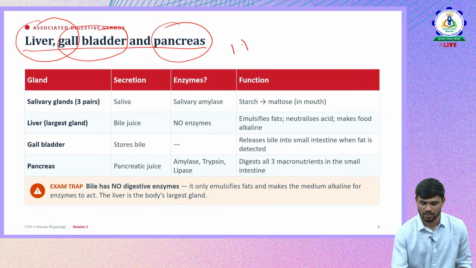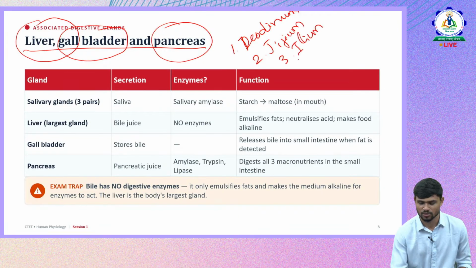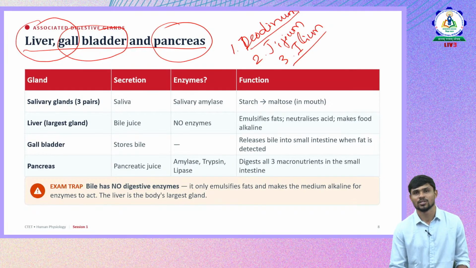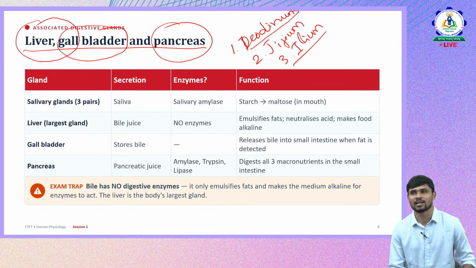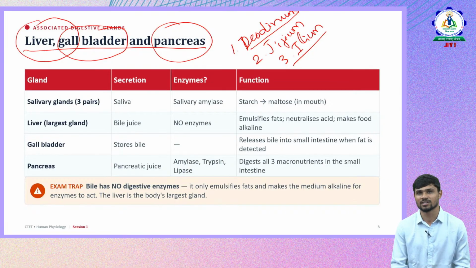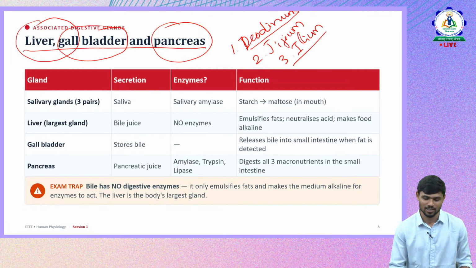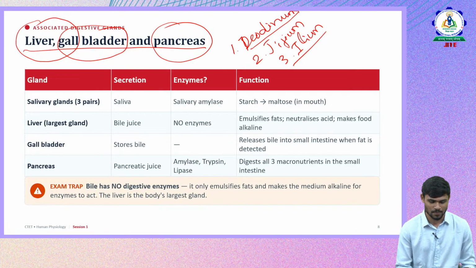So we have duodenum, then jejunum, then ileum. These are the three different parts. The secretions are released into the duodenum. So a question can be asked like, which among the following is a site in the small intestine where secretions will be released? Is it duodenum, jejunum, ileum, all of the above, or none of the above? So please remember it is the duodenum.